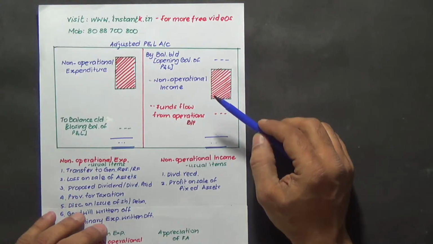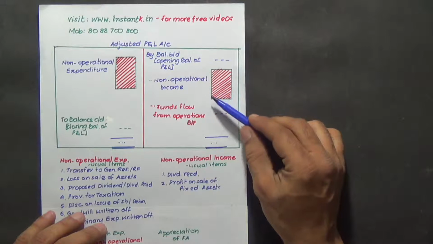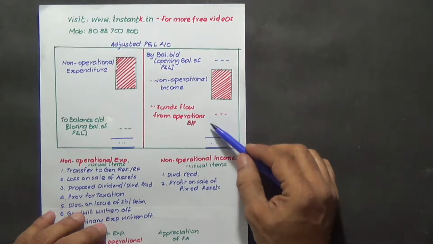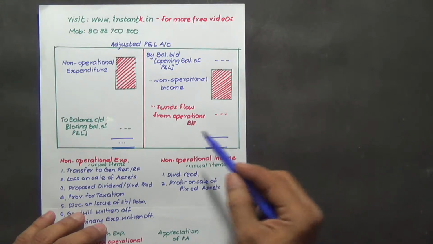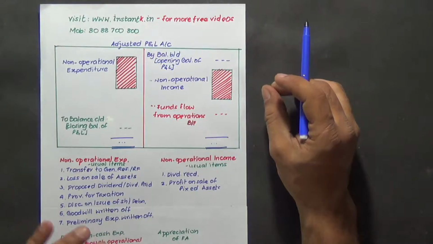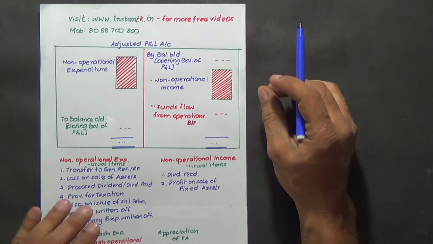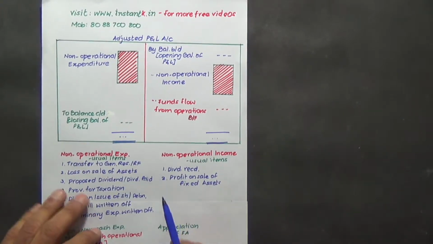And coming to the non-operational income, you'll have to pull out all the non-operational income and put them here one by one, and the balancing figure will be funds flow from operations. This is a balancing figure. This is a general template. It holds good for all the problems in the fund flow statement chapter.